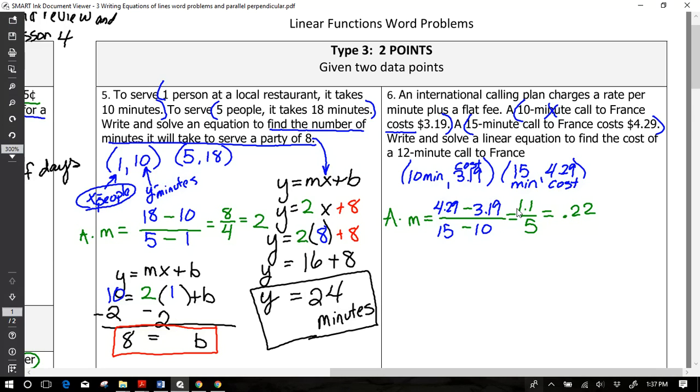All right, so my slope is 0.22. Now that I know a slope, so actually this is step B. I forgot to keep labeling it before. Step B is to pick a point and use your slope and plug them all in to slope-intercept form.